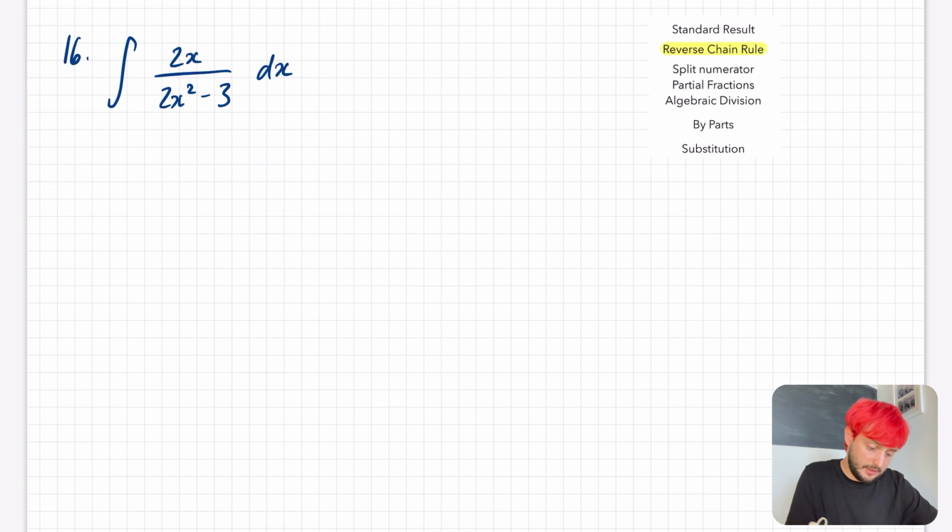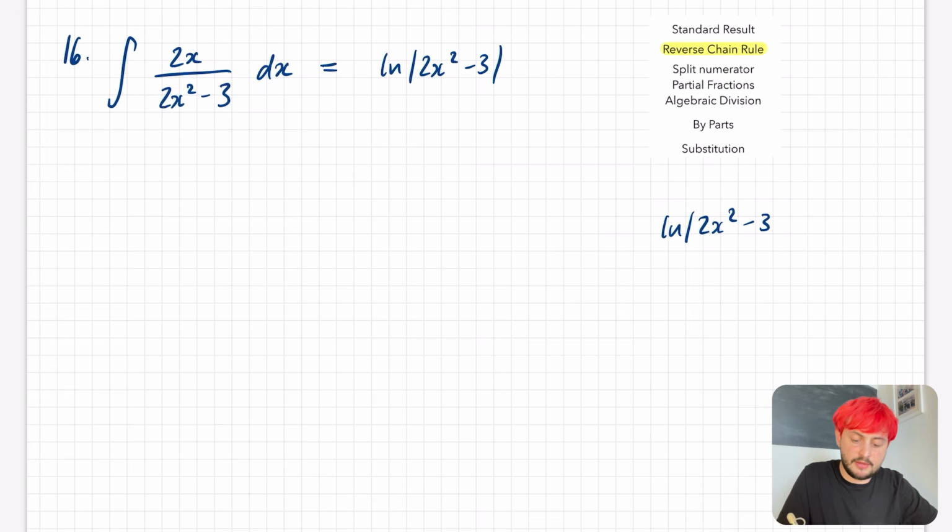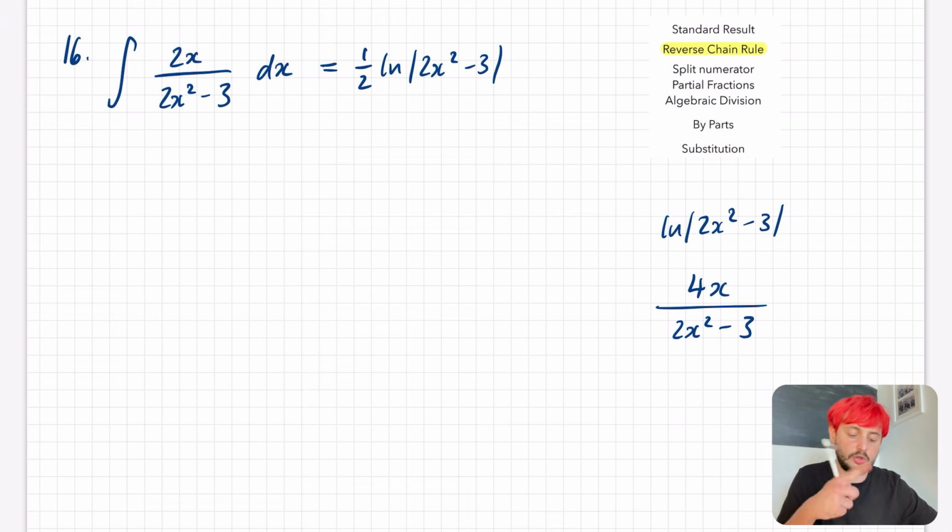So we're going to say that I think this is going to integrate to an ln of 2x squared minus 3. I'm going to, over here, differentiate it and see how I might need to scale it to make it look right. So the denominator is going to remain 2x squared minus 3, and the numerator is going to be the derivative of 2x squared minus 3, because that's how ln functions differentiate, and it's going to be 4x. So we've got 4x over 2x squared minus 3. We wanted it to be a 2x. So we're going to have to halve that to go from the 4 to the 2.